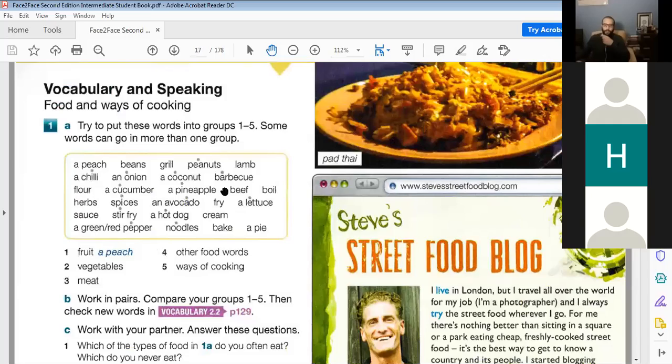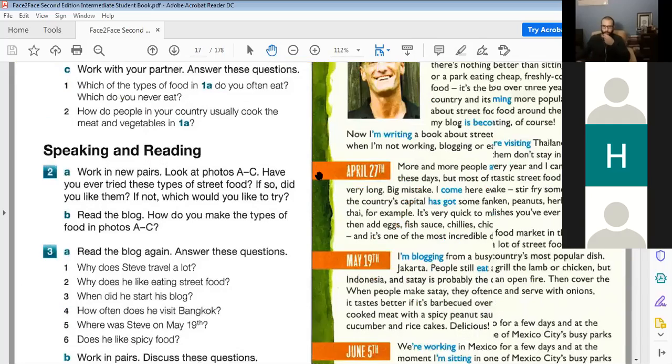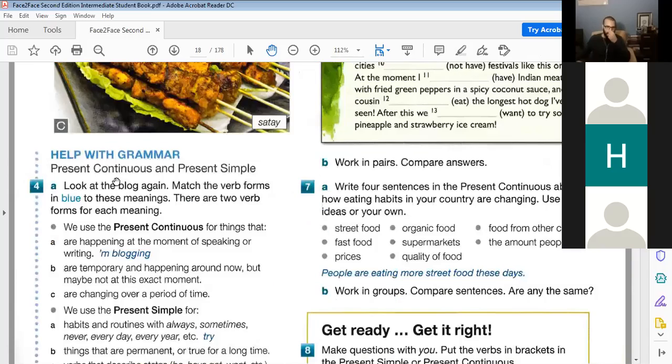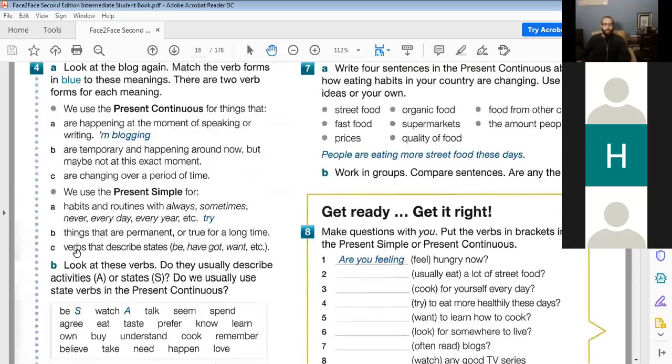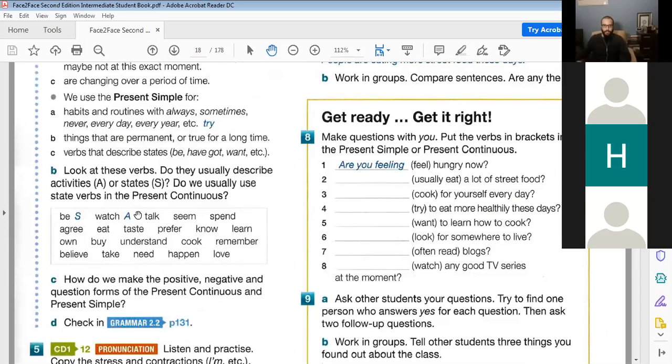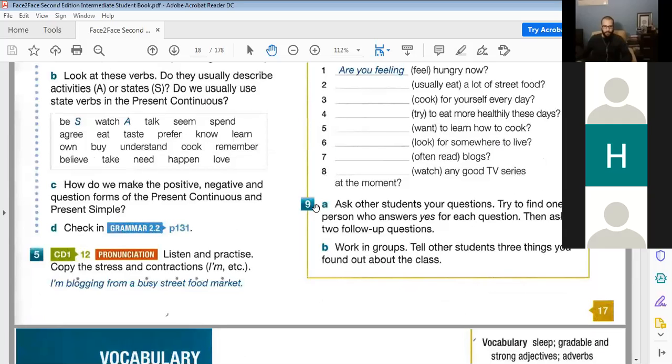Okay. All right, so great. So we know how to use present continuous in 3 different ways, and we know how to use the present simple in 3 different ways, and we can tell the difference between a state verb and an activity verb. All of this is great. How do we make the positive, negative, and questions forms of present continuous, present simple?